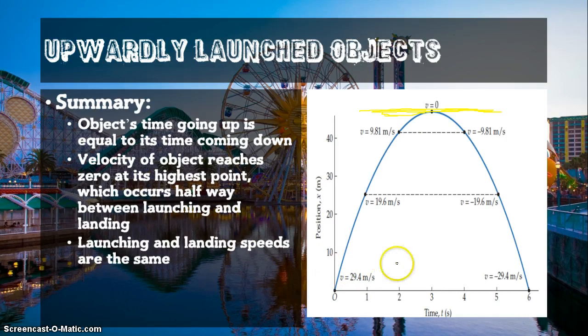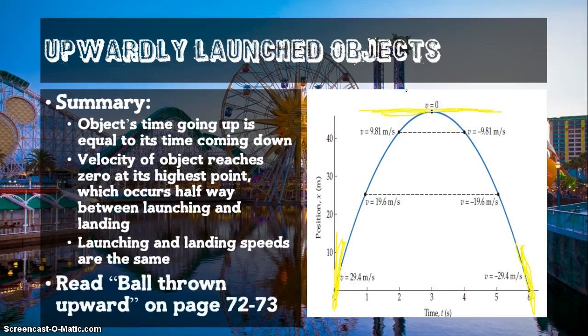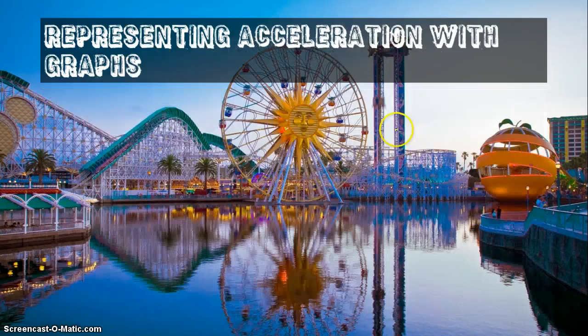Finally, the launching speed, if I can draw a slope of the tangent line here, is about the same slope as the tangent line for the landing speed, only they're in opposite directions. One has a negative slope, one has a positive slope. Sorry for my sloppy slope lines here, but as you can kind of see, going up at an angle to the right on the left side, up at an angle to the left on the landing side. So at this point, if you'd like, you can read the ball thrown upward section on pages 72 and 73.